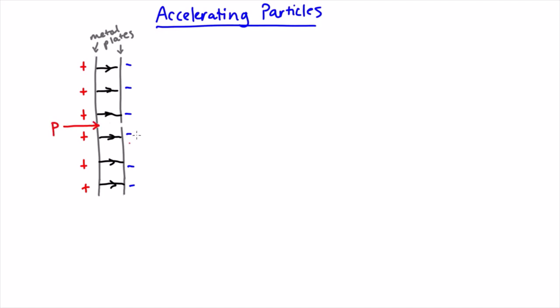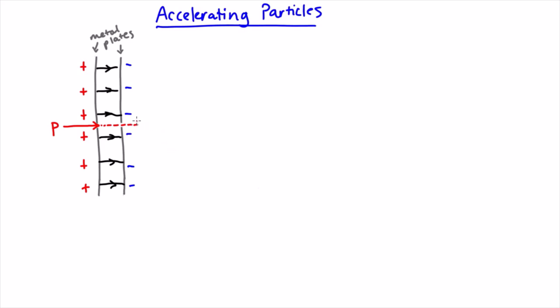What happens if we inject a proton with positive charge through the hole in the left plate? Well, it's going to experience a force that pushes it towards the negative plate. That force is proportional to the strength of the electric field. Remember F equals ma? Well, as a result of that force, the proton will accelerate towards the negative plate, straight towards the little exit hole we've installed.